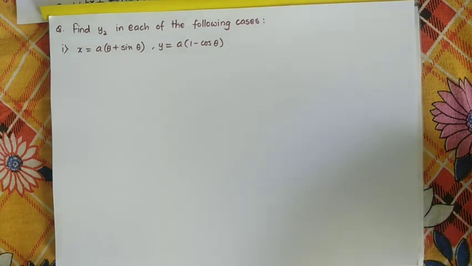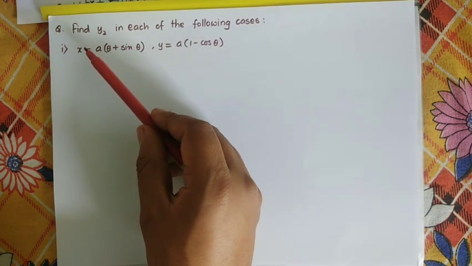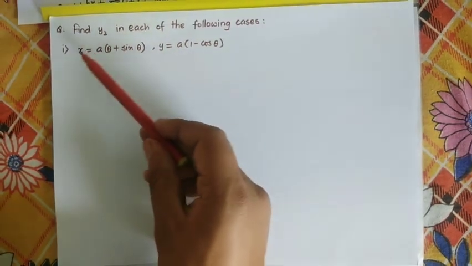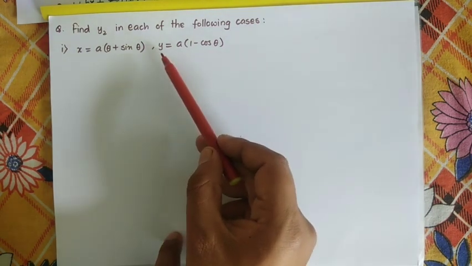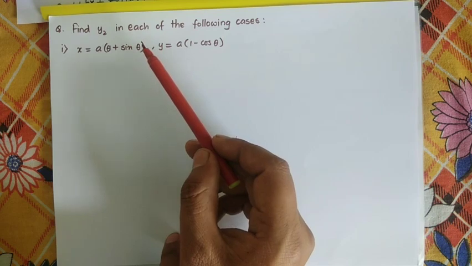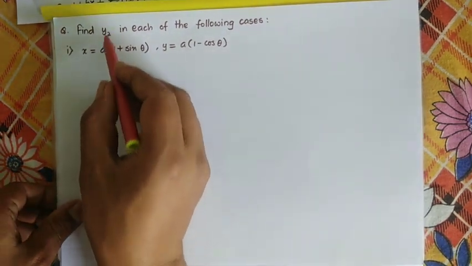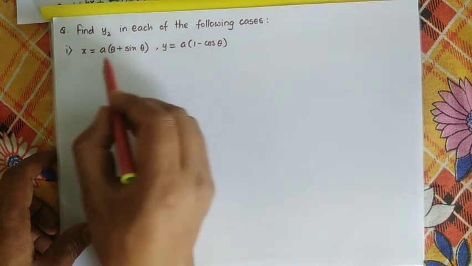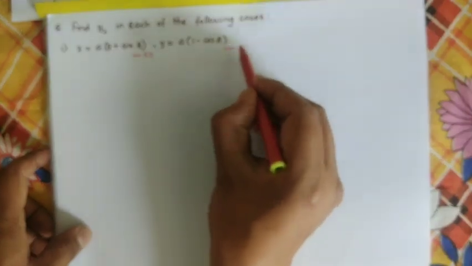Now in this question we need to find y2. y2 also gives the second order derivative, so y2 and d square y by dx square both mean the same. We need to find y2 in each of the following cases. The first one is this equation. x is given separately, y is given separately, so it has to be parametric differentiation. We'll first find the first order derivative, which we are already aware of. Let me call this 1, and let me call this 2.